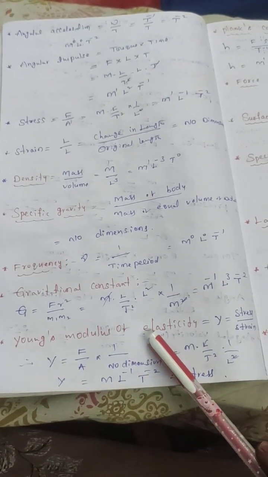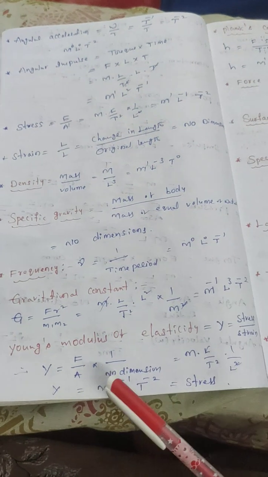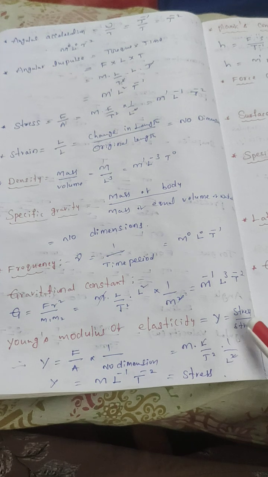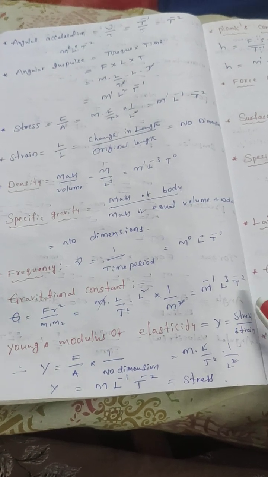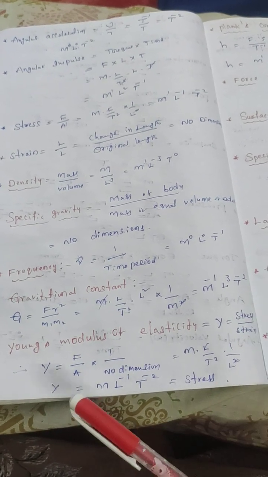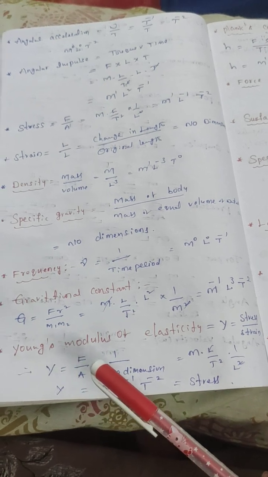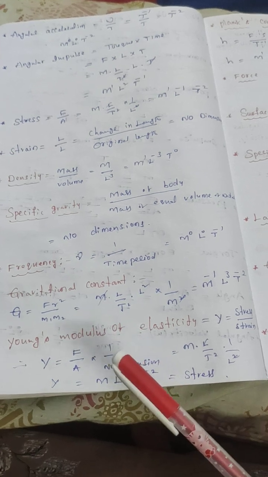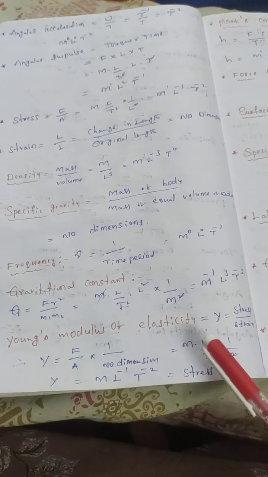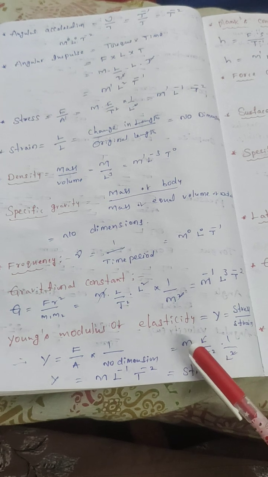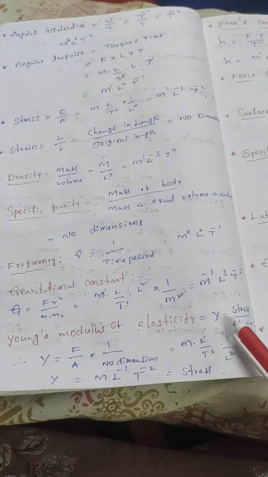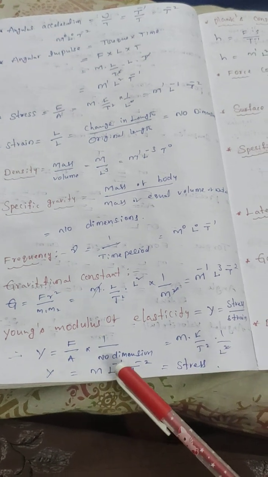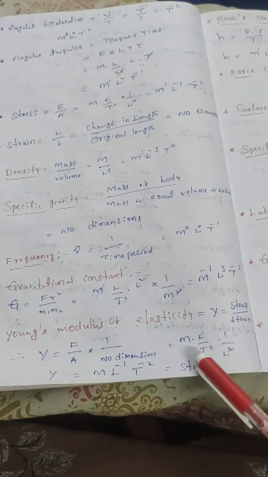Next, Young modulus of elasticity. Young modulus of elasticity and stress both have same dimension. Why? Because Y is equals to stress by strain. Strain doesn't have any dimensions. Stress dimensions only Young modulus. Young modulus and stress have both same dimensions. Pressure also same dimensions, F by A. F is equals to m into a, m L by t square acceleration, by area L square, m power 1 L power minus 1 t power minus 2. This is also stress.